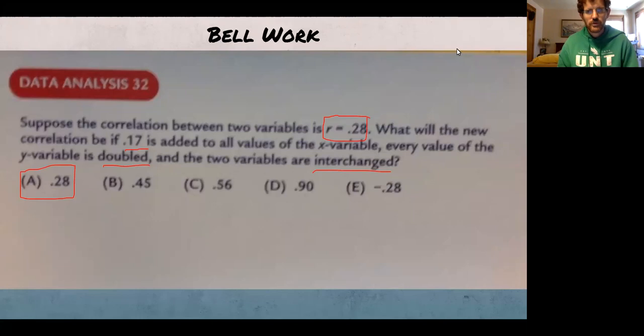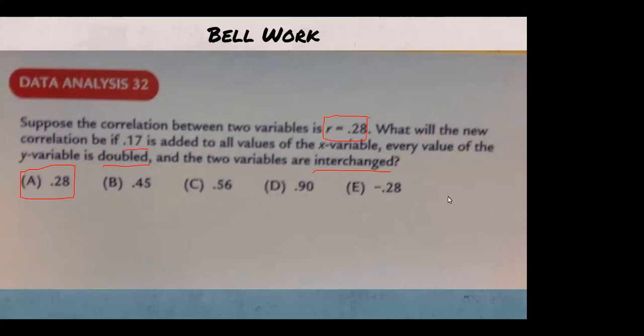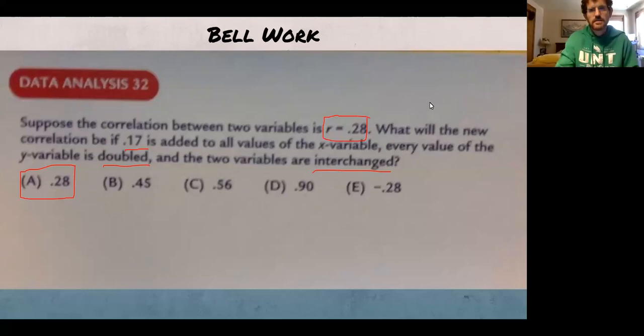Your correlation between two variables never changes, as long as the variables themselves are just being transformed, then you're good. All right, so that is that.